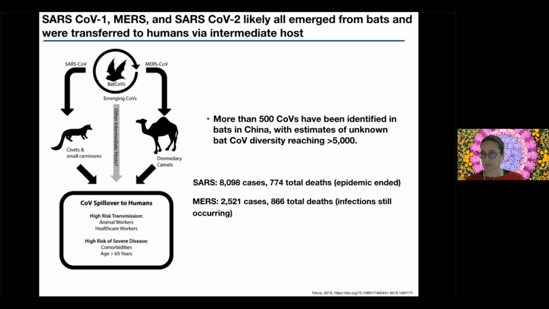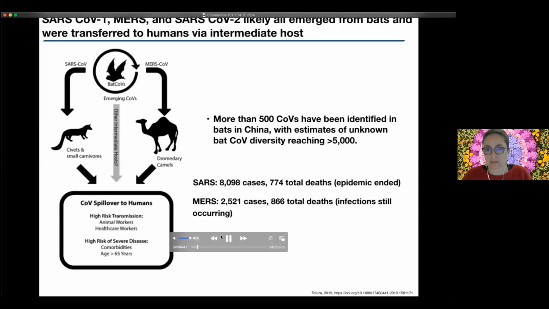It's worth comparing the other two highly pathogenic zoonotic coronaviruses, SARS and MERS, to the current pandemic. So SARS emerged in late 2002 and caused a little over 8,000 cases and 774 deaths globally. This was an epidemic that lasted about a year. It was mostly brought under control in 2003, and the last cases were seen in a laboratory outbreak in 2004. But the epidemic is now ended.